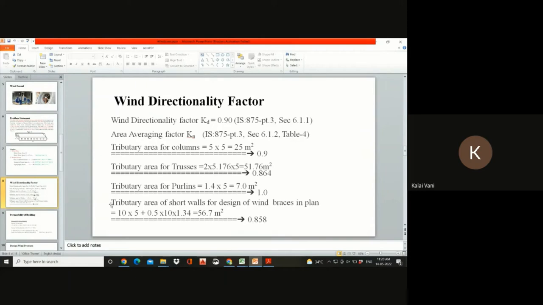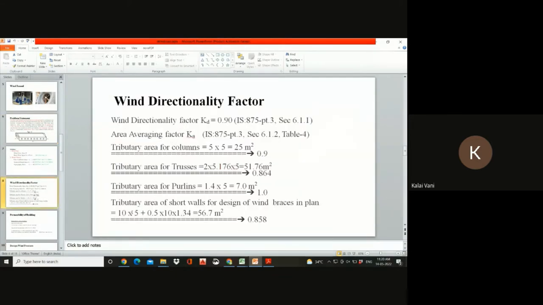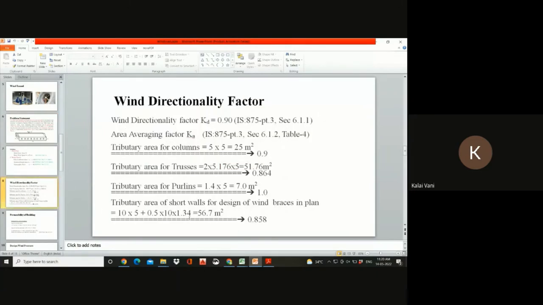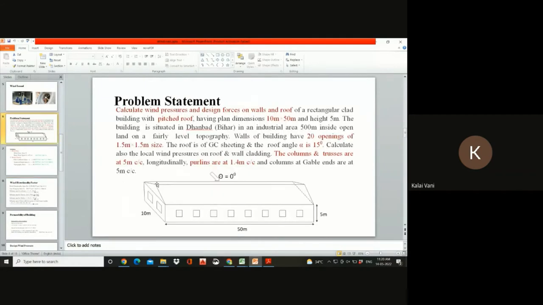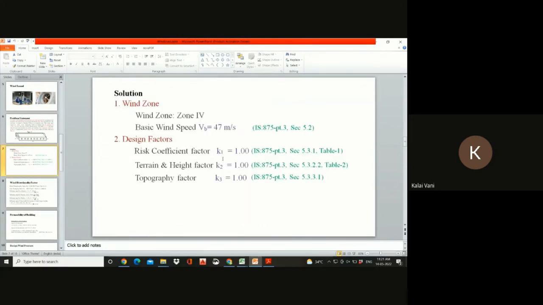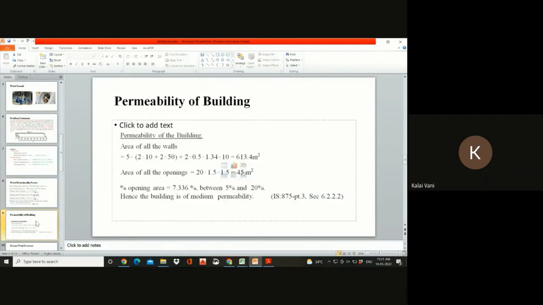So the walls area, how much area is the walls? This 10 into 10 is the width of your building, and 5 is the height of your building. 10 into 5 plus this triangular portion also you need to calculate. So half into base into rise of your truss. Base into this rise of your truss, 1.34. Right. So we have found K1, K2, K3, KD, and area averaging factor KA. And next we need to calculate the permeability of the building.